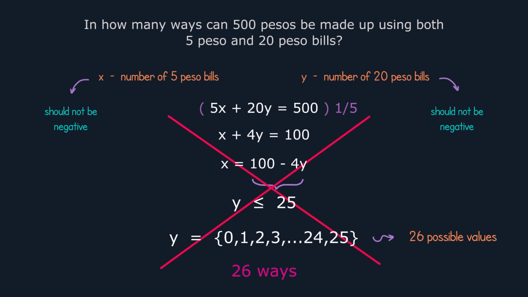Here's the catch. The problem specifically asks for both 5 peso and 20 peso bills to be used. This means neither x nor y can be 0. Because if you allow y to be 0, that would mean only 5 peso bills were used. And if x is 0, it means only 20 peso bills were used. Both of these cases violate the problem's condition. So, let's fix that mistake.